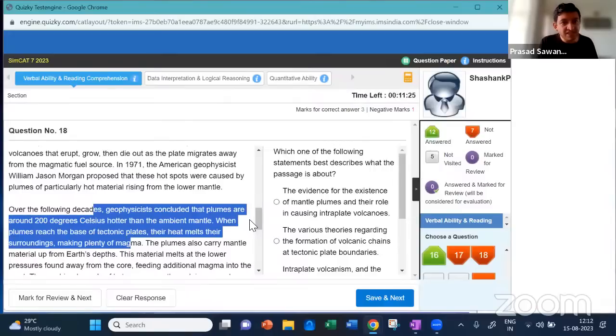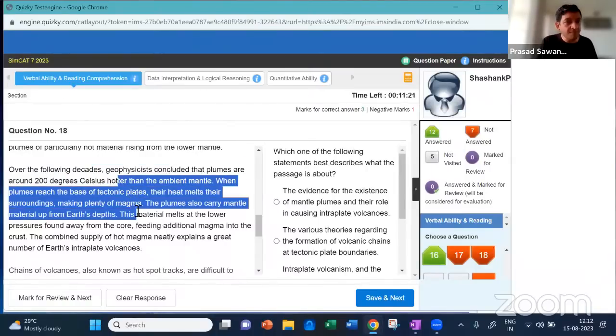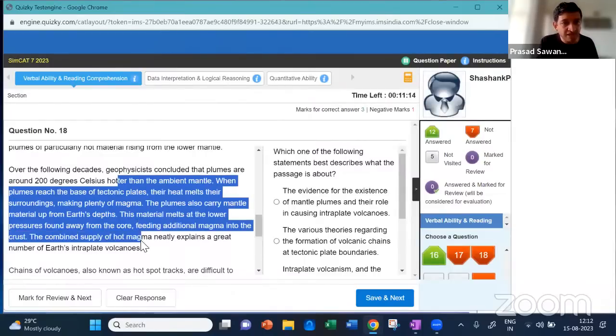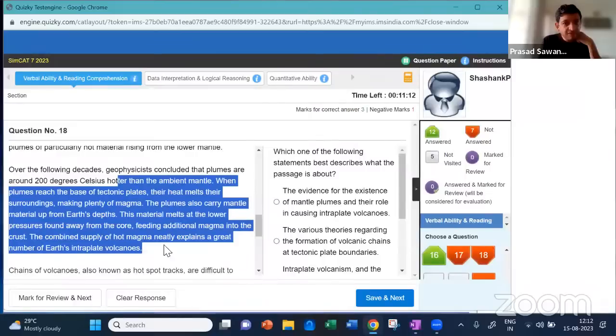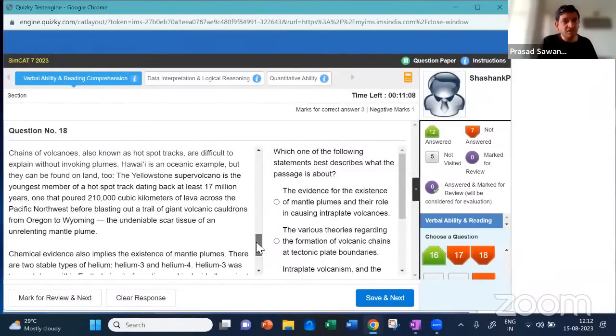Okay, concentrated plumes are around 200 degrees Celsius hotter than the ambient mantle. When plumes reach the base of tectonic plates, the heat melts their surroundings, making plenty of magma. The plumes also carry mantle material from Earth's depths. Something about plumes and mantle. The combined supply explains a great number of intraplate volcanoes. So this talks about intraplate volcanoes. Chains of volcanoes, hotspot tracks, are difficult to explain without invoking plumes. So plumes also explain this. Hawaii is an oceanic example, but they can be found on land too.